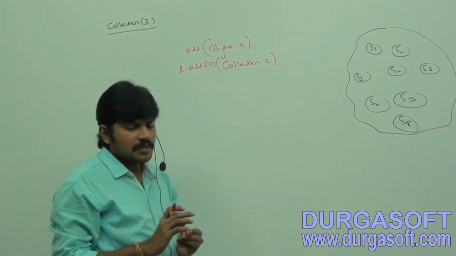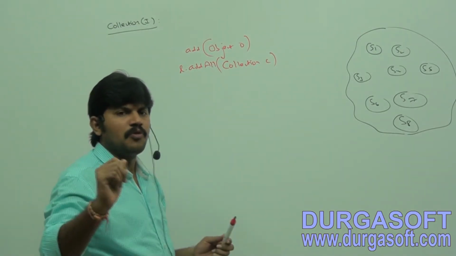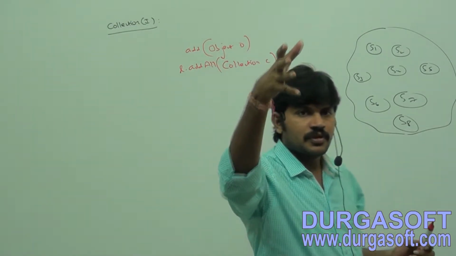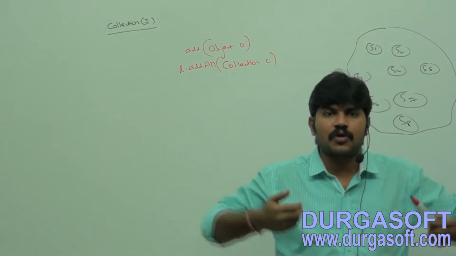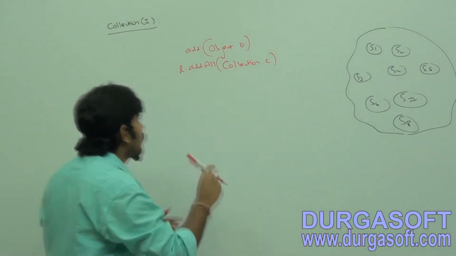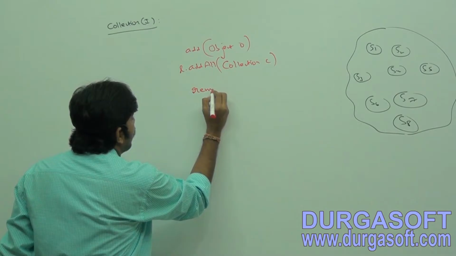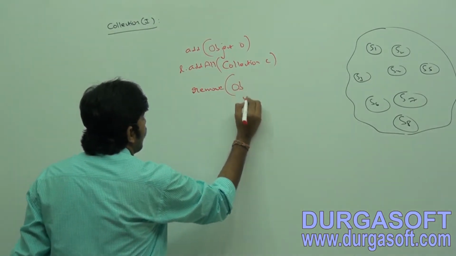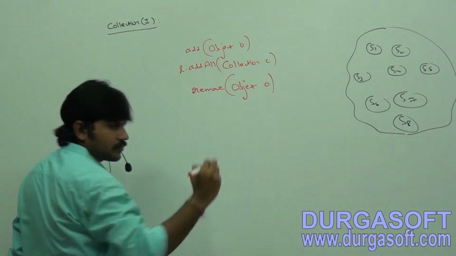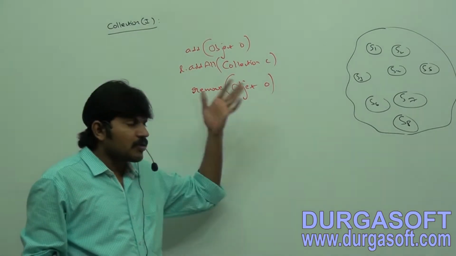Okay, similarly, sir, can you please remove a particular object? It's a very common requirement. From the collection I want to remove an object. Then which method do we have to call? Remove of a particular object O. Can you please remove a particular object?